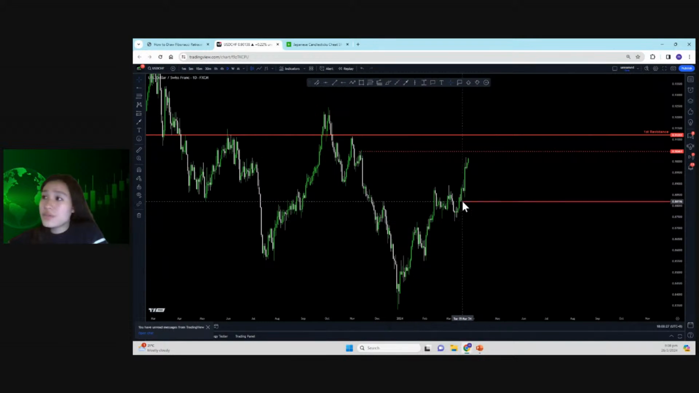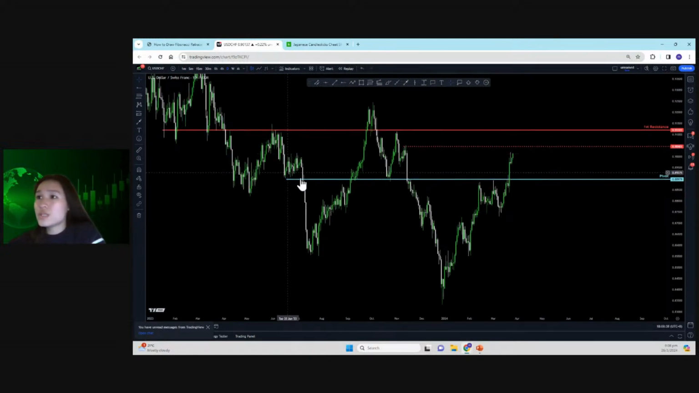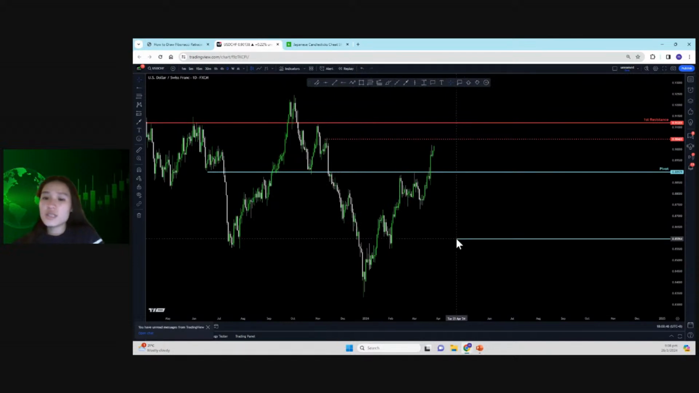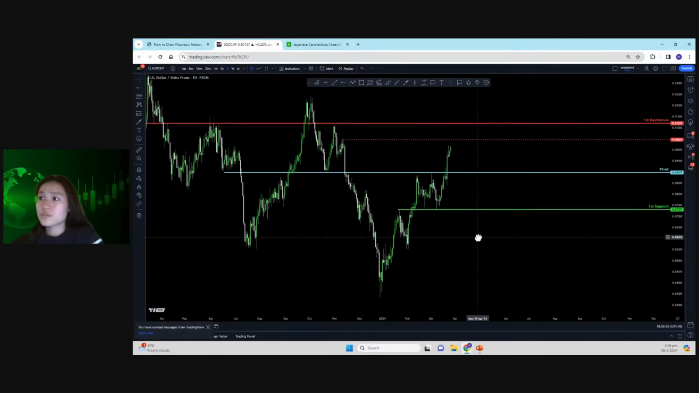Next, for my pivot, I'm just going to place it here at this overlap level again. We see we have some swing lows here and also some swing highs here. And lastly, for our first support, I'm just going to place it here as well.